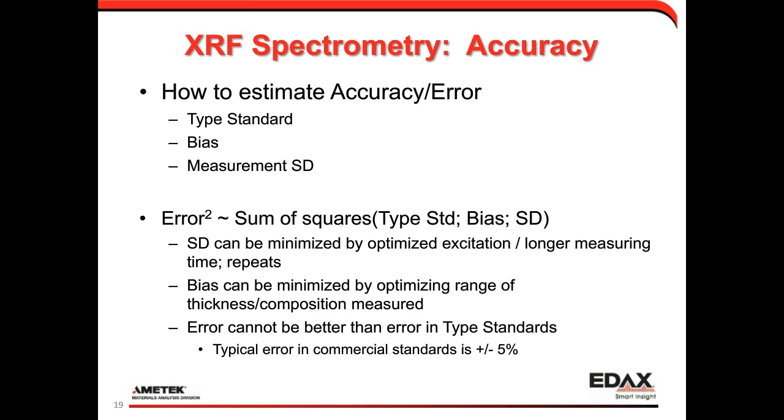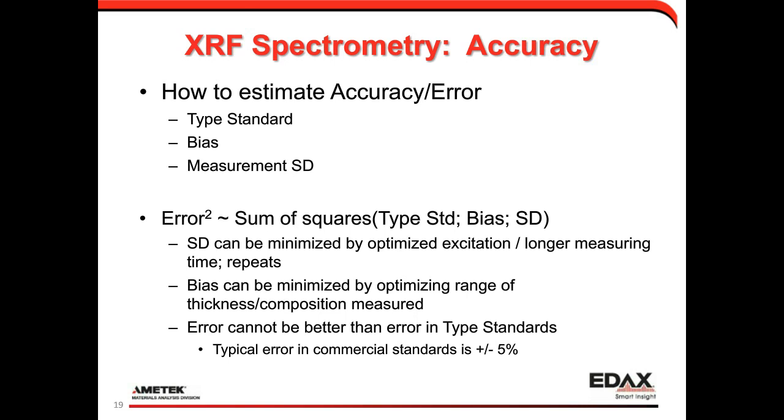Now, the total error is going to be, the technical term is summing this up in quadrature, but in layman's terms, basically the error is equal to the square root of the sum of the squares of the different contributions to the error. So in this case, we would sum up the squares of the error in the type standard, the error in the bias of the measurement, and the error in the standard deviation. We'd sum up the squares of those, and take the square root, and that'll give us our overall error.